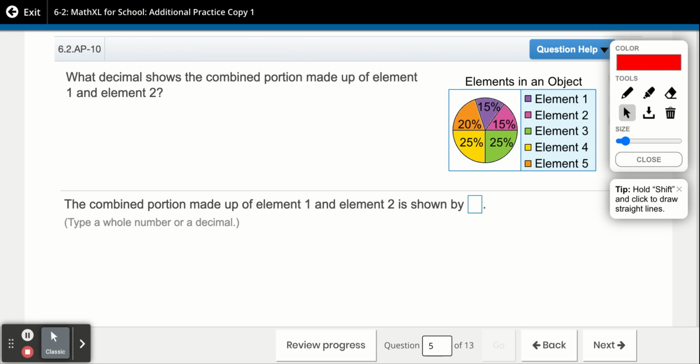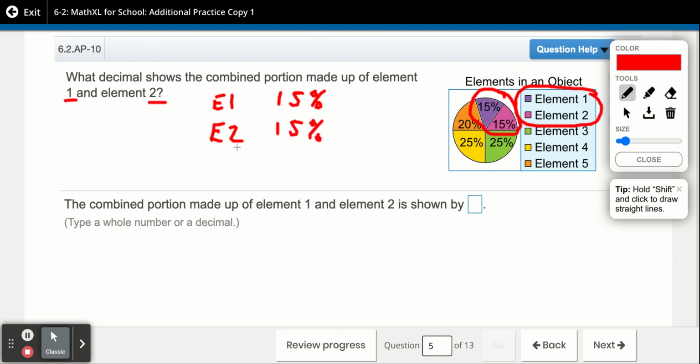Write the decimal. What decimal shows the combined portion made up of element 1 and element 2? So we have this beautiful chart, and we're focusing on element 1 and 2, which are our purple and pink here. And that's this part of our pie chart. Element 1 is 15%, and element 2 is 15%. So element 1 and 2 combined make up a total of 30%.